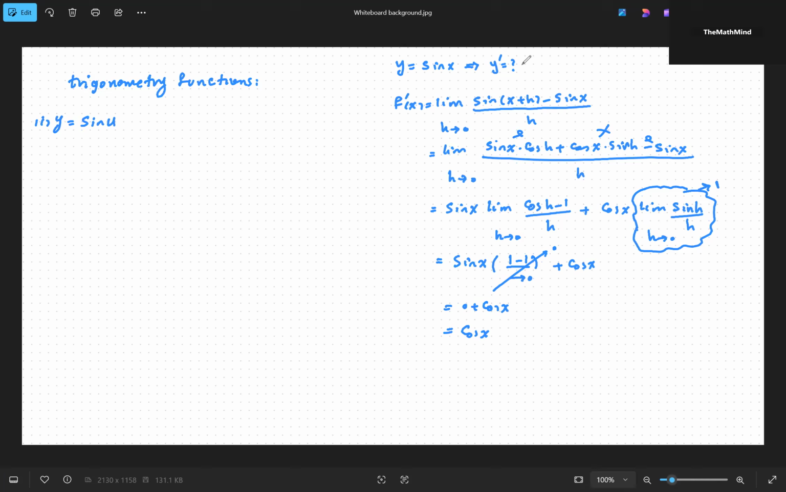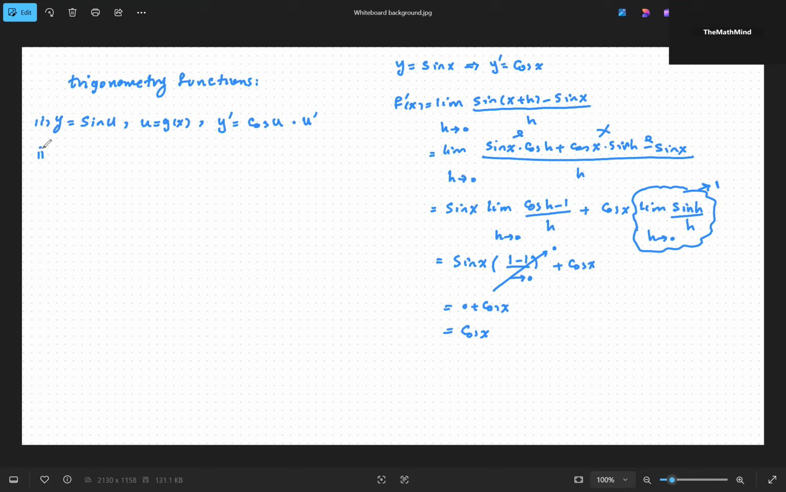So the answer to this question here is cosine x. But I'm using u here, and I assume that u is another function. Then y prime is gonna be cosine u, we already found that, times u prime.